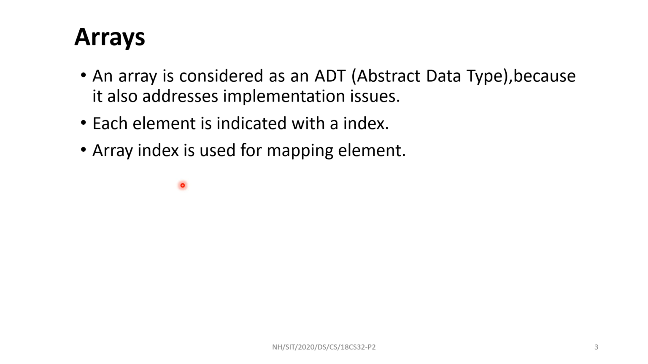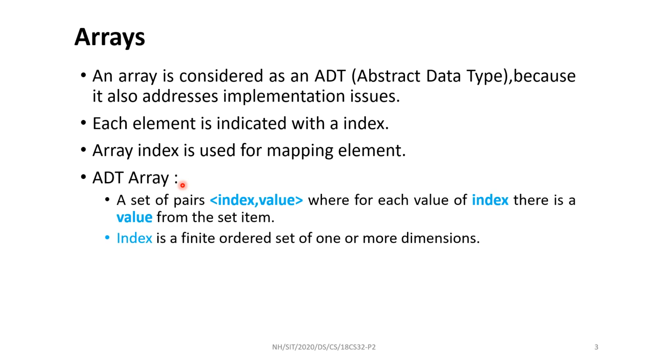Any element can be accessed, any element can be retrieved with an index. So the array index is used for mapping the element in that collection. So in an array, any pair can be represented with two pieces of information. One is the index, the other one is the data item, that is the value.